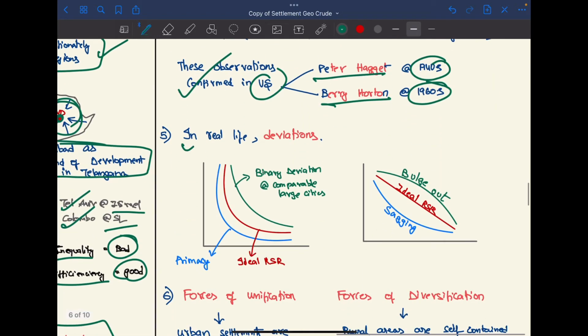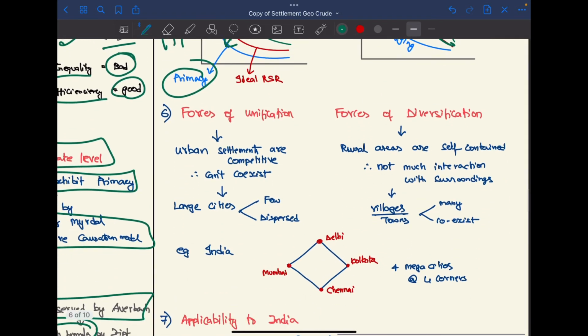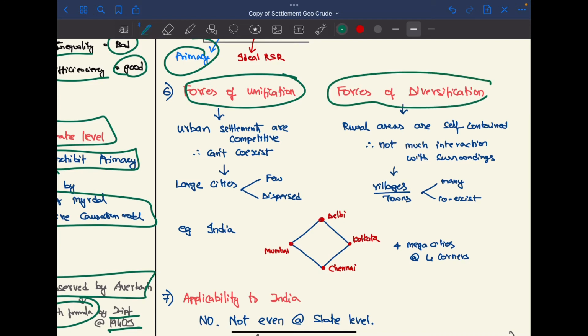But in real life, deviations do occur. If there is a binary deviation, for example twin cities, it will go like this. And if there is primacy, that is, one city is extremely disproportionately large, then it will go like this. So it will sag and it will bulge out. And this is the ideal rank size rule. So why does this happen? It is because of forces of unification and forces of diversification.